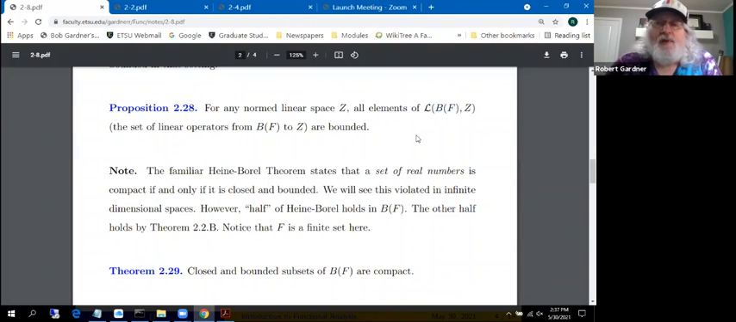And we'll use this again later: linear transformations from B of F are necessarily bounded.